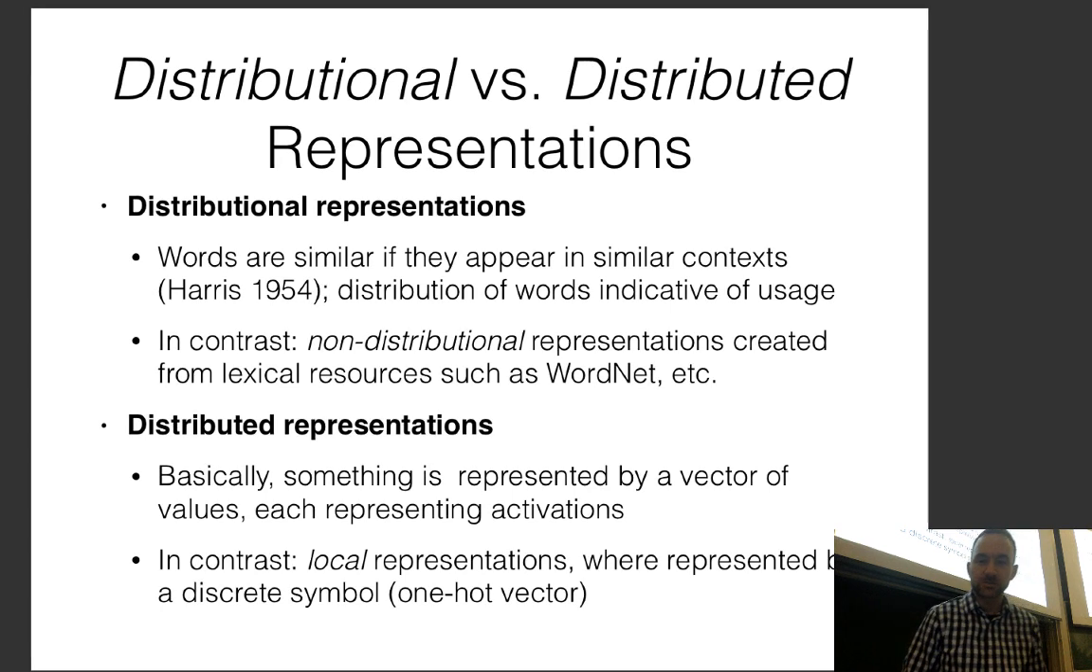And then distributed representations are basically something that we represent by a vector of values, each representing some salient feature of the word. And the contrast to this, which you often hear in neural network literature, is distributed versus local. Local representations are basically representations where something's represented as a discrete symbol, such as a one-hot vector. So this is just some terminology.